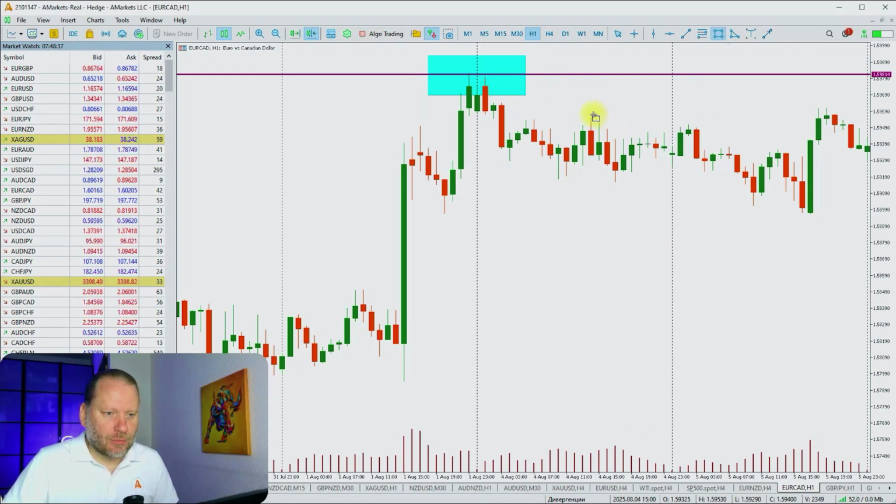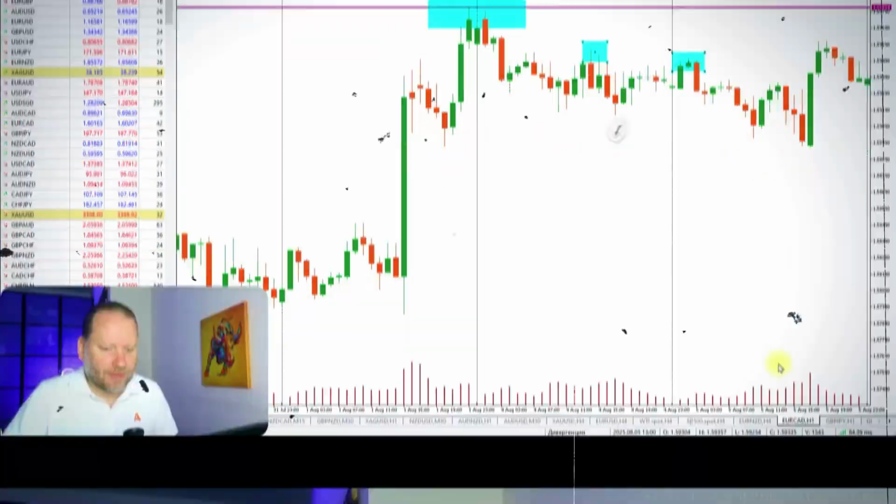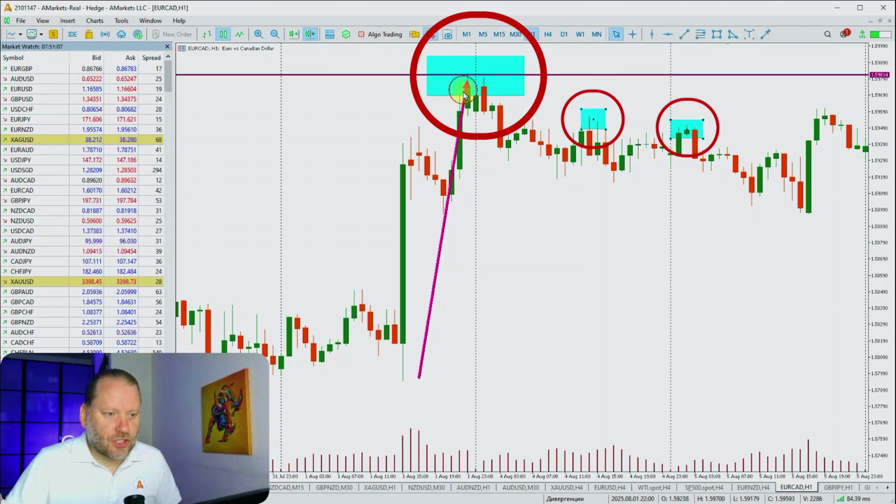An attentive trader will notice that, for example, there is this high or this high, but these highs are not a buy signal. So what is the point? The point is that in order for this high to be a signal to enter a trade, the price after a strong upward impulse must roll back, that is, make a correction of at least 50%.